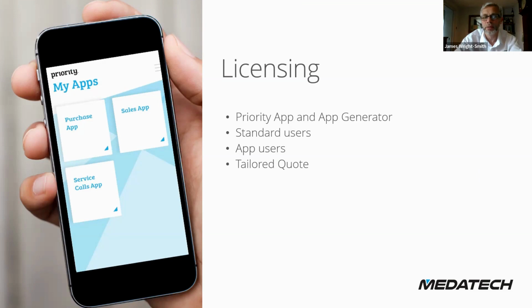What it's also allowed Priority to do is create some new users for this that they recognize are only going to have limited use. And that's meant that they can offer them for a much lower cost than a normal standard user. So if you are interested in this, then it's worth getting a tailored quote to see how much it might actually cost you to go ahead with it as a project, because it might be a lot less than you think. So if you want a tailored quote or a further demo, then certainly get in touch with us and we'll do that for you.